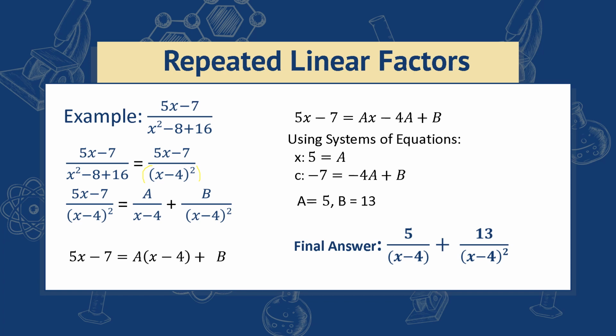We can then multiply both sides by the LCD, which we talked about is the factors of the original equation. It's x minus 4 squared. After multiplying, we would have the equation 5x minus 7 is equal to the quantity of a times x minus 4, plus b. We could further simplify by multiplying a times x minus 4. Our equation would be 5x minus 7 is equal to ax minus 4a plus b.